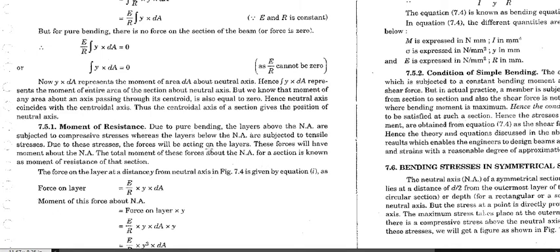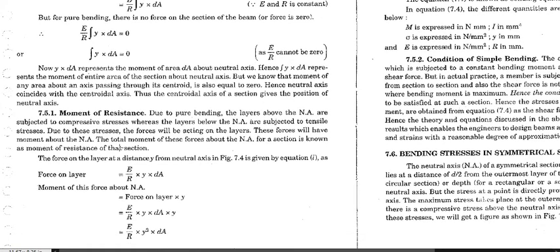Okay, so if we consider this pure bending case where no shear force is acting, then the upper layer will be in compression and the lower layer will be in tension. Due to these stresses, there will obviously be forces developed on these layers, and these forces will have a moment about this neutral axis. So if we add all those moments of these forces about the neutral axis, then that will give the moment of resistance of that section.